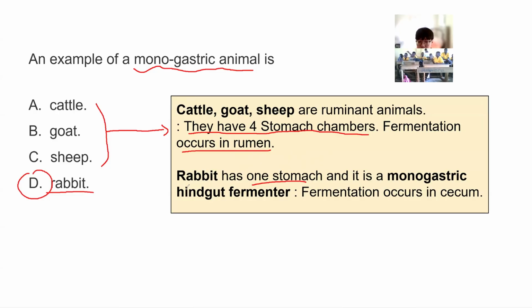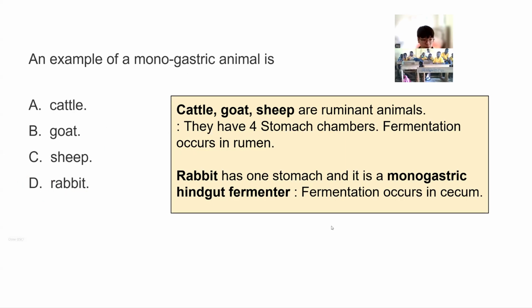So that's why they're called monogastric animals. And rabbit actually is a herbivore. So fermentation occurs. All herbivores essentially require fermentation because they require eating plants. Okay, let's move on.